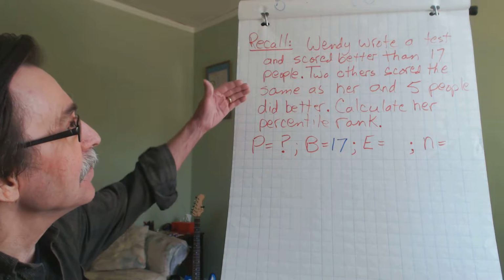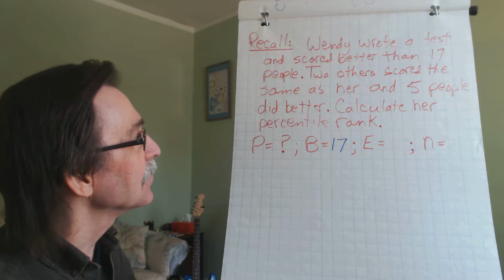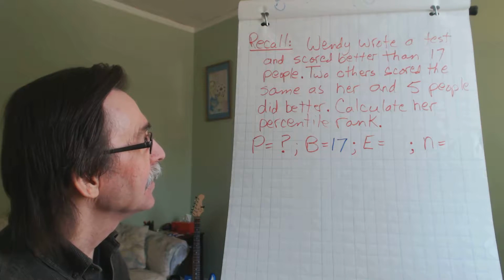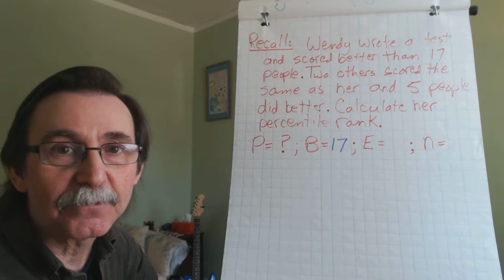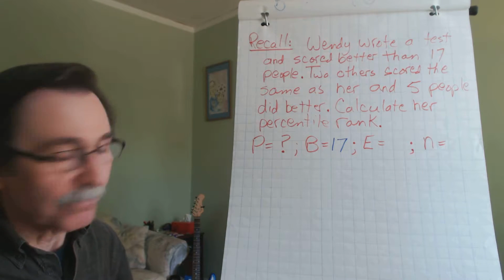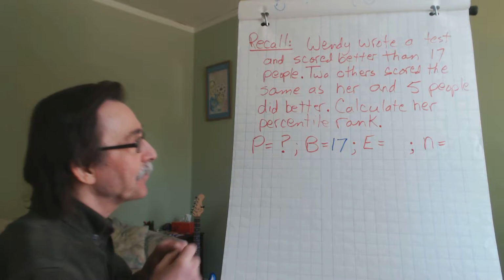So 2 others scored the same as her. That must mean E is equal to 3. So E is equal to 3. I'll put that up here.